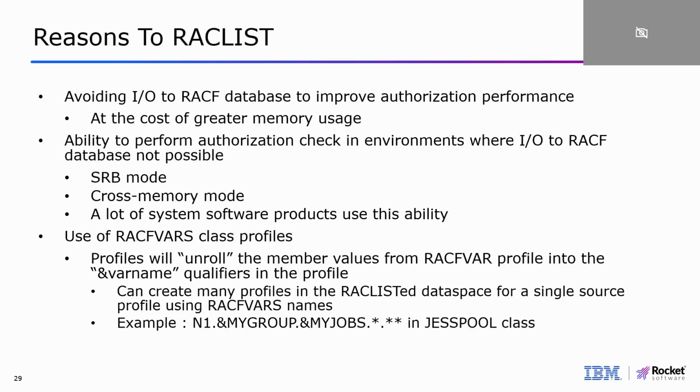Reasons to RACLIST. Obviously, avoiding I/O is great, but you are going to increase your memory usage when you do that. But from a system software point of view, probably the most beneficial reason to RACLIST is that you can do authorization checks where you can't do I/O to the RACF database. The sort of situations we're talking about here are SRB mode, or some sort of cross-memory mode, and a lot of system software products use this ability.